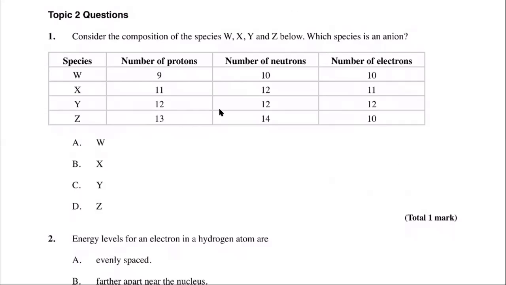So number 1, okay, if we read it, it says, consider the composition of the species W, X, Y, and Z below. So there's 4 different particles, 4 different things. And it says, which species is an anion? So there's a couple things here. First off, we have to know what an anion is. And then we have to know what that means in terms of protons, neutrons, and electrons. So can anybody tell me what an anion is? Let's start off with that first.